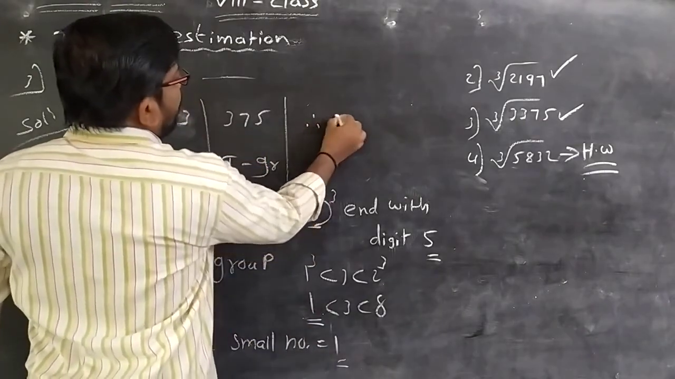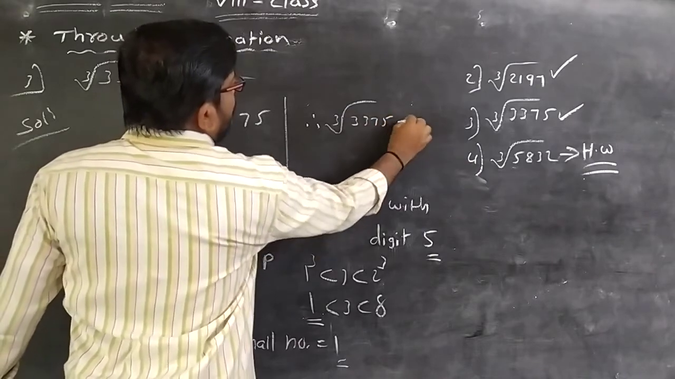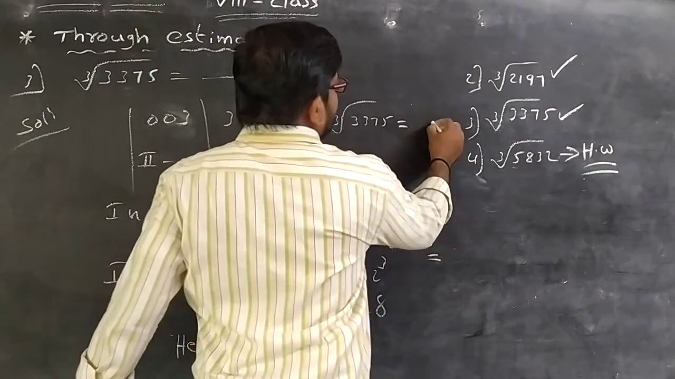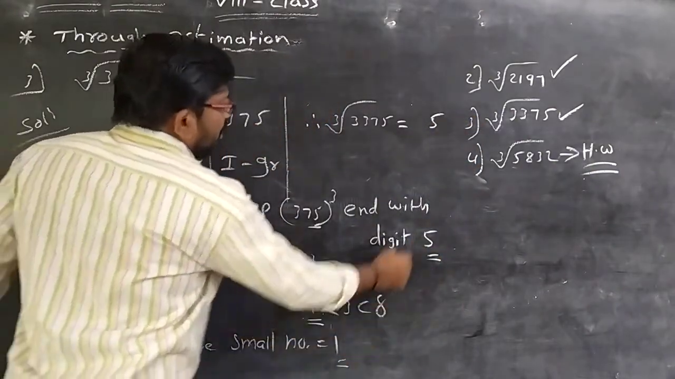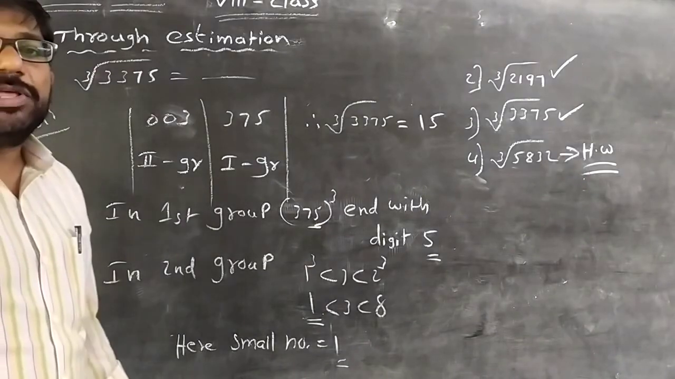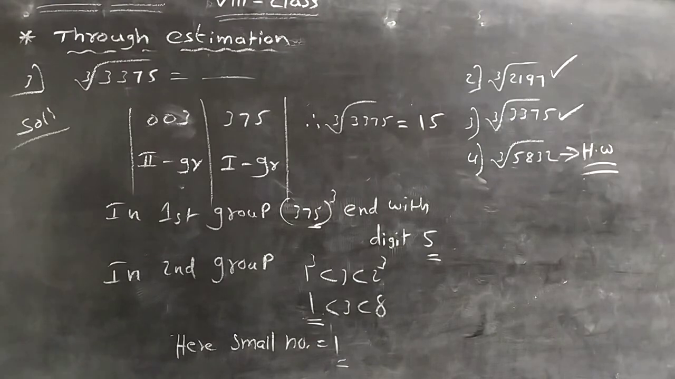Therefore, the cube root of 3375 is equal to 15: 5 comes in the units place and 1 comes in the tens place. The cube root of 3375 is 15, right? So this is the process.